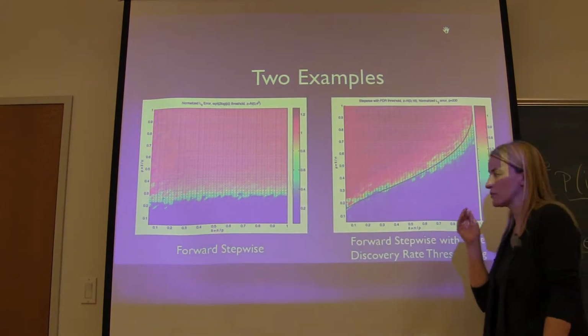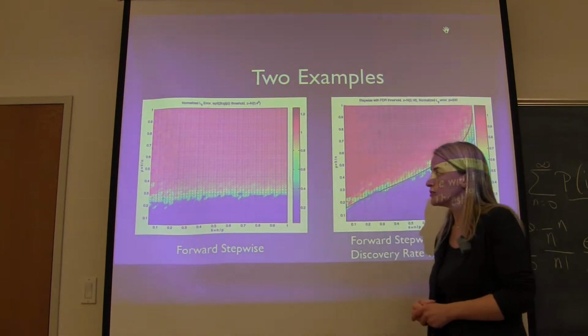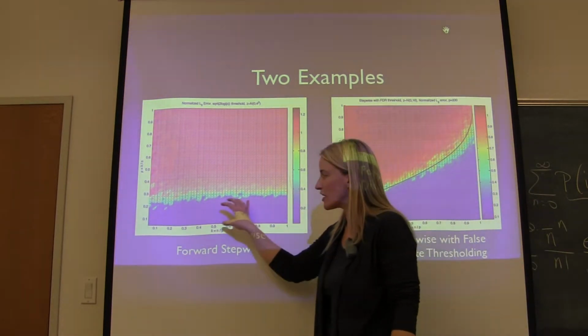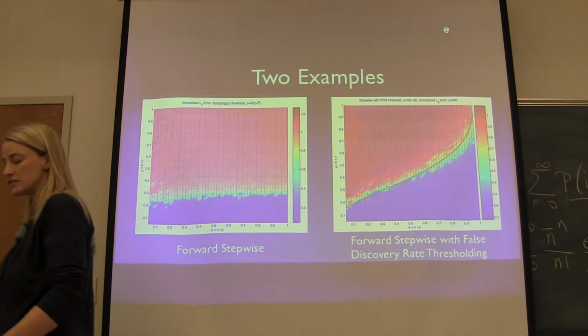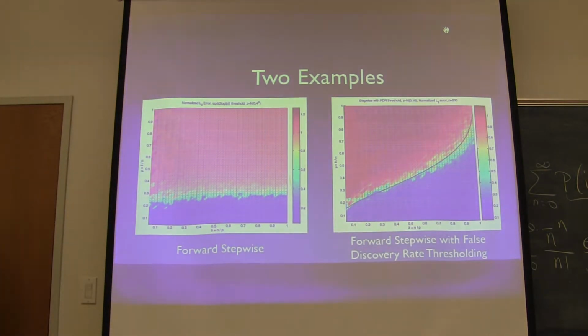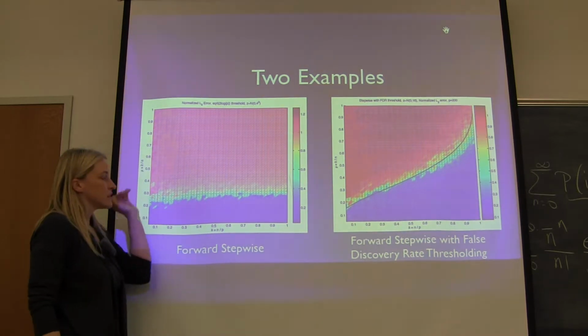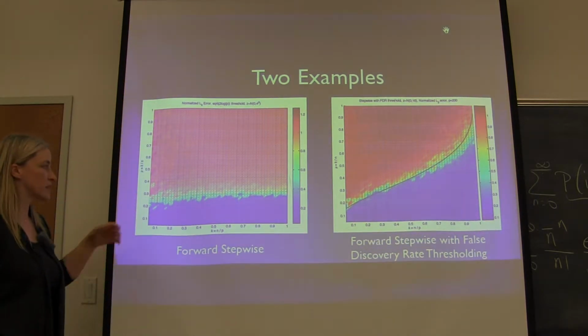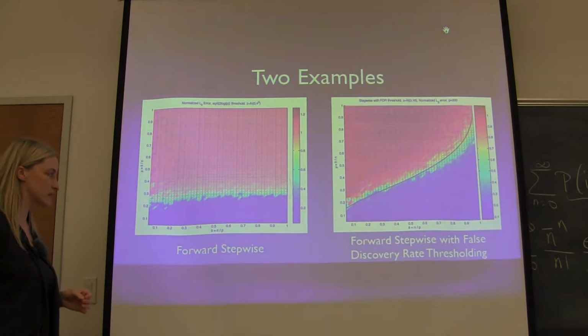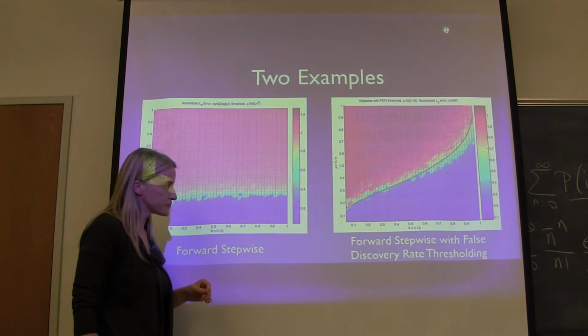So we did this for forward stepwise, which you just see this model being recovered here at very low levels of sparsity. So if your true underlying model is quite sparse, forward stepwise is doing okay, and then it sort of falls off this cliff very dramatically with any kind of complexity underlying in your true model.